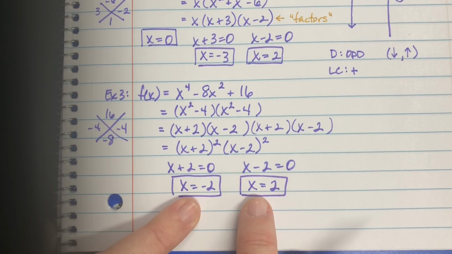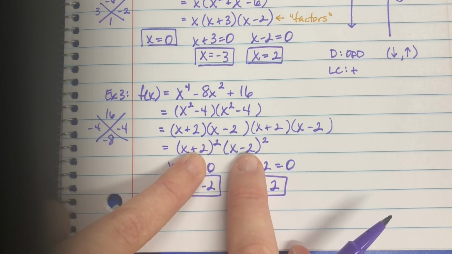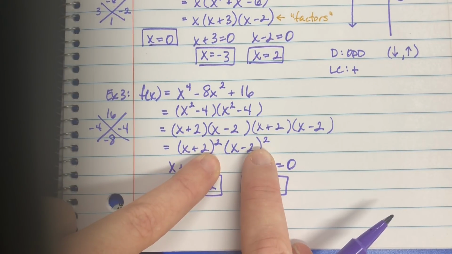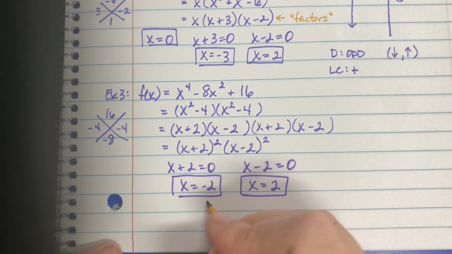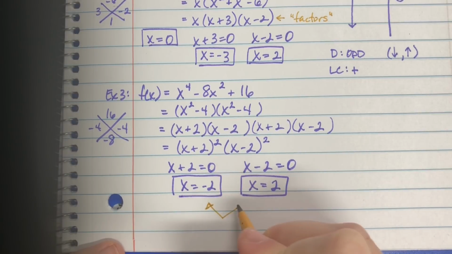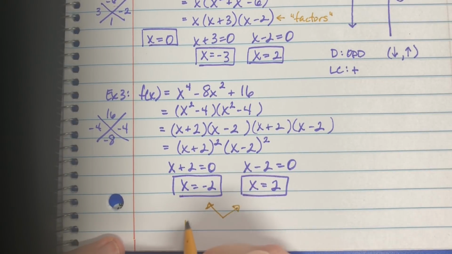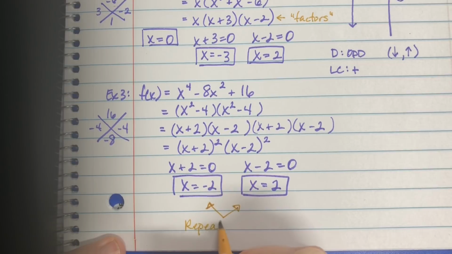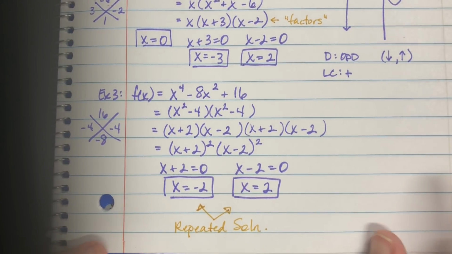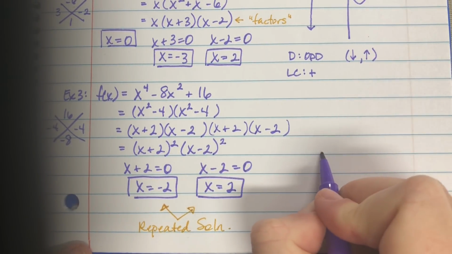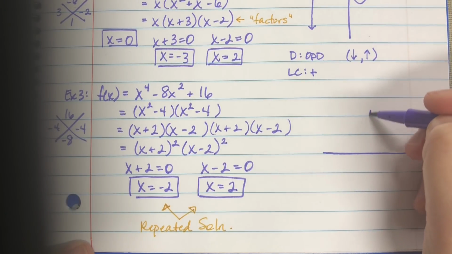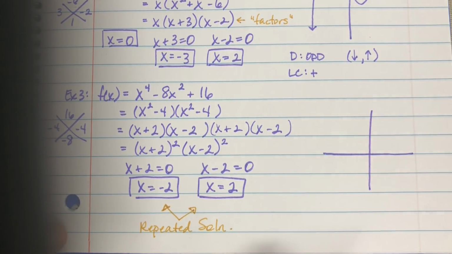I want you to ask yourself if these are repeated solutions. Hopefully you've looked back up to the factors and noticed that both factors were squared. These are both repeated solutions. Super important. Both of them. Repeated solutions. I need to know this for my graph. So when I come over here to graph, I know that I've got some repeated solutions that I need to watch out for.